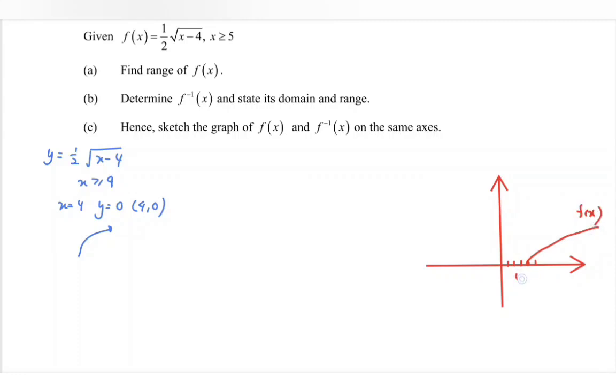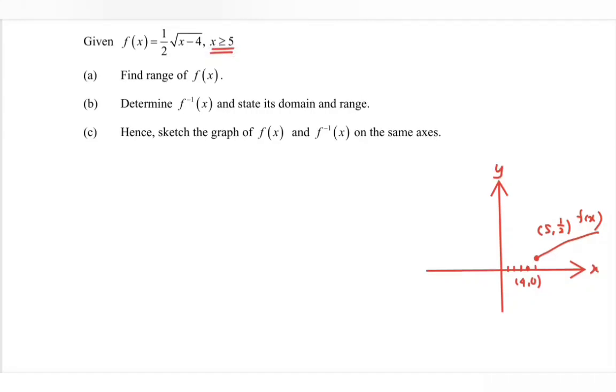So here we have (4, 0). Then kindly refer to the situation in here. Notice that x must be greater than 5, so that means we have to erase this part. If we erase this part, the graph must be starting from 5. So the point will be (5, 1 over 2). If we substitute 5, then we will have 1 over 2 based on the situation given.